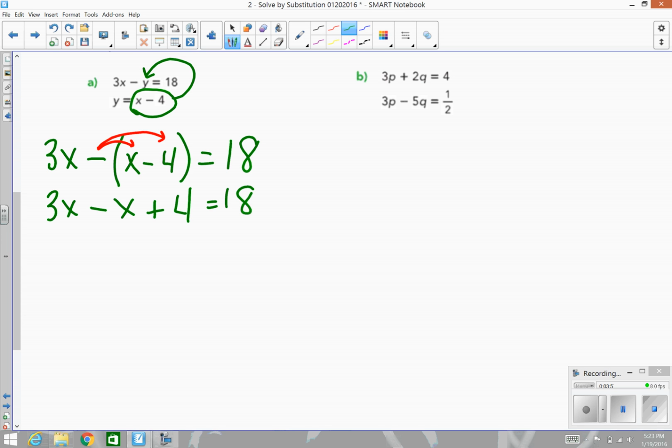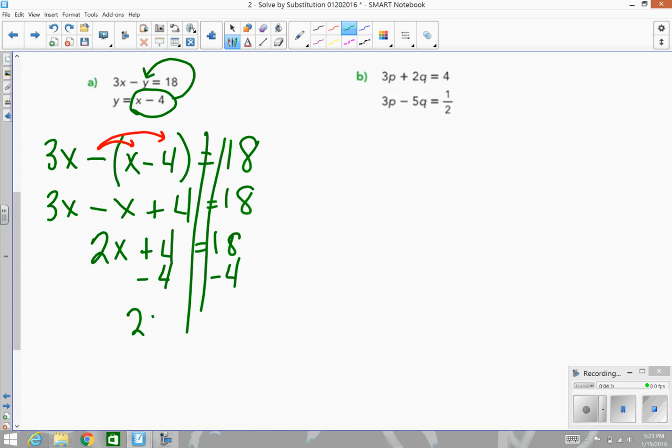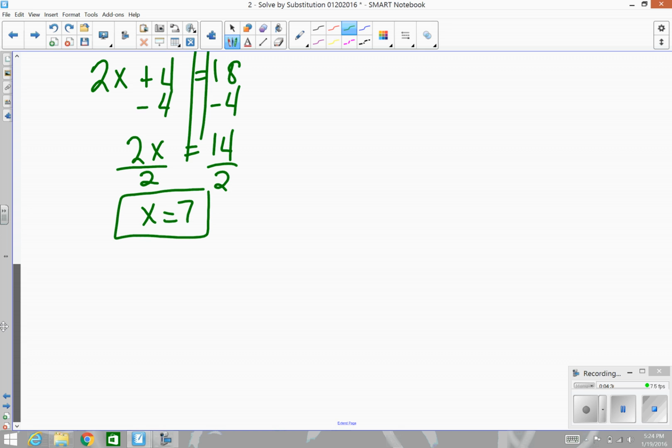If at any point you need to pause or rewind or rewatch, please do that. Combine like terms: 3x minus 1x is 2x, plus the 4 equals 18. Now we really want to start solving. Subtract 4, we get 2x equals 14. Divide by 2, x equals 7. Now that's not the entire answer, that's just part of our coordinate.